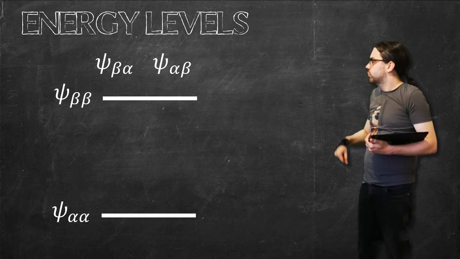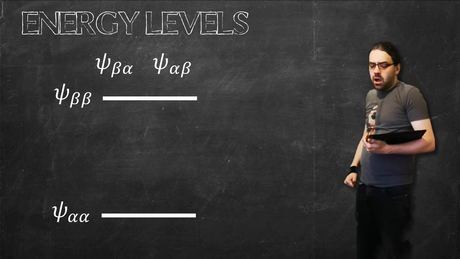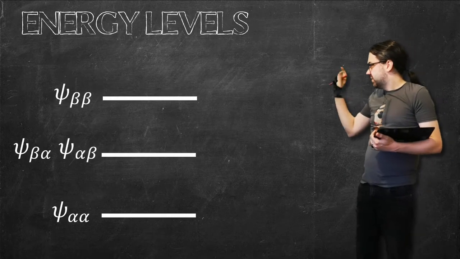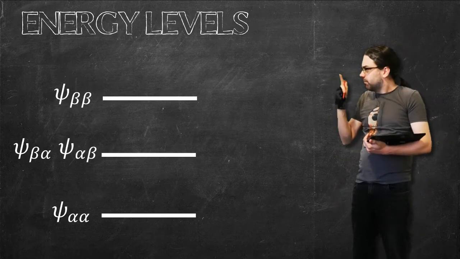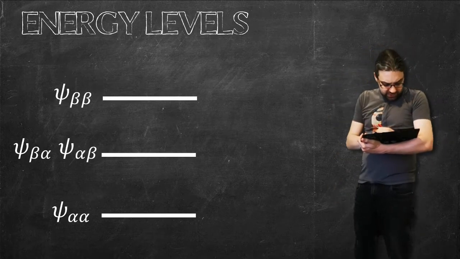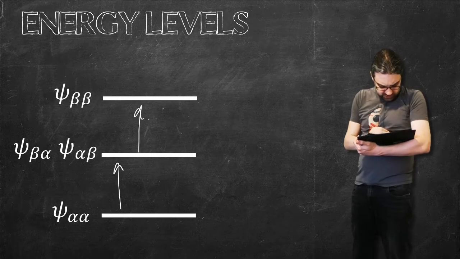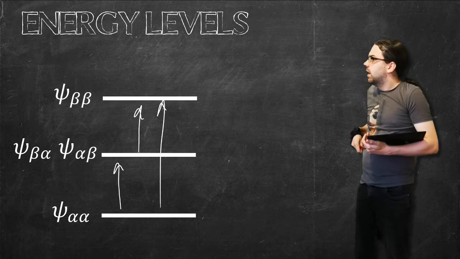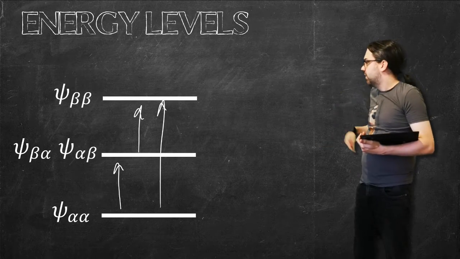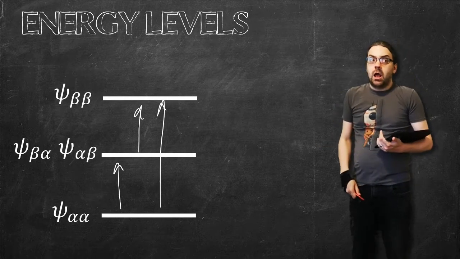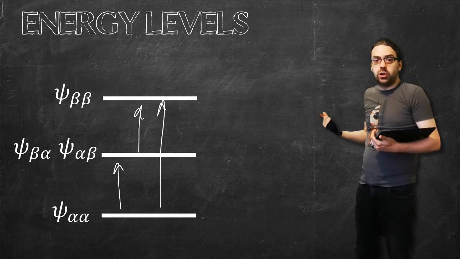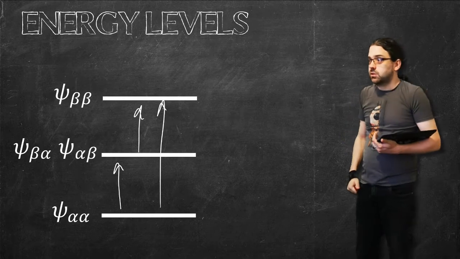One's pointing up, one's pointing down. The other one is pointing down then up. Those must be, well, the same energy, aren't they? They're effectively the same state, but swapped around. Couple of problems here. This, at most, gives us 3 transitions, one to the other, or jumping up from the alpha alpha to beta beta state.